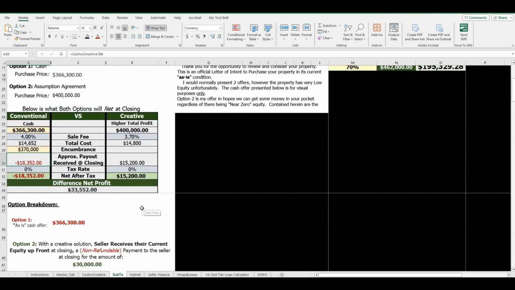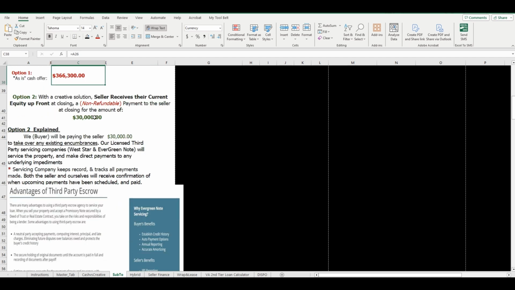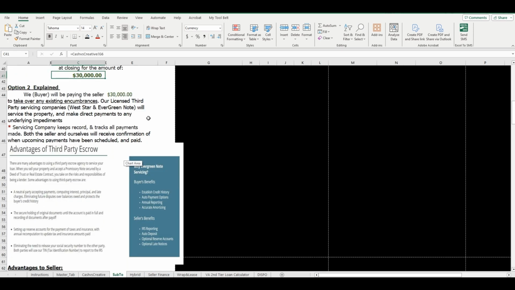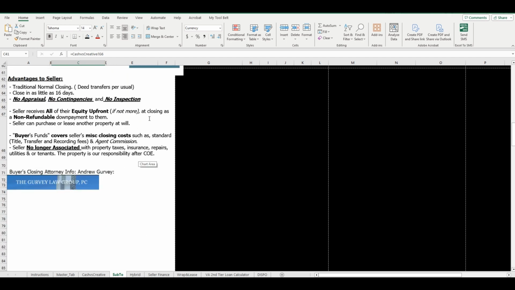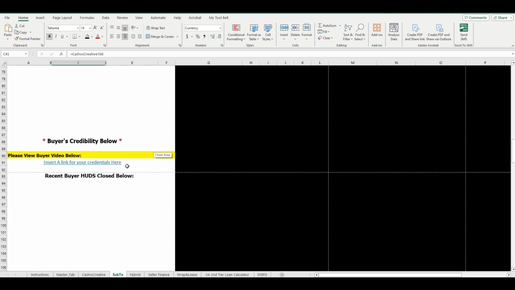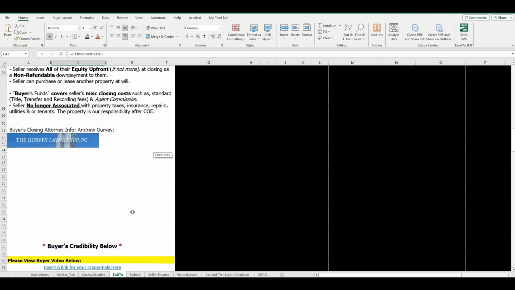So let's go back over to the sub 2 tab. We can see here the option breakdown for cash. We see a non-refundable down payment to them for $30,000, which is being pulled from that cell over there. And we've got an explanation of how subject to transaction works, advantages to the seller, closing attorney information, whoever it is that you decide to go with. If you want to drop a link for your credibility as a buyer, this might be a good place to include your credibility in any recently closed HUDs or any HUDs at all, for that matter.